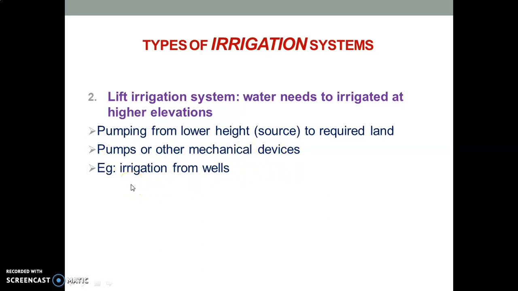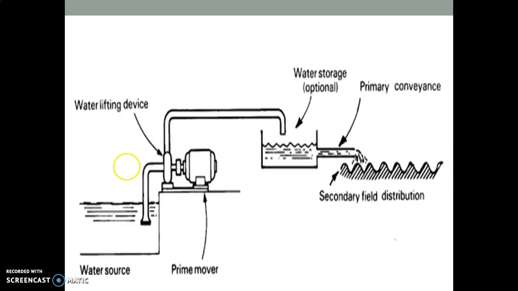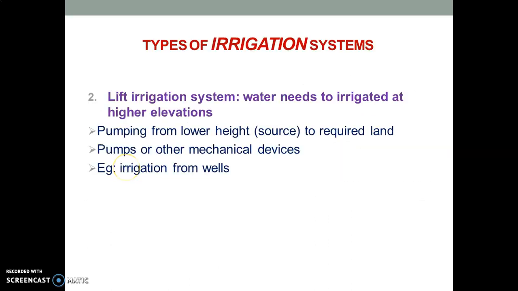One of the examples of lift irrigation system is irrigation from wells. That is, we take groundwater, which is below the ground level, through the wells, and we irrigate the fields which are on the surface. Another example is when we use pipes to transport river water from a lower elevation to fields on higher elevation.